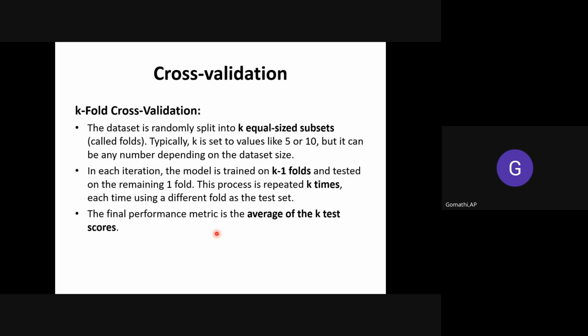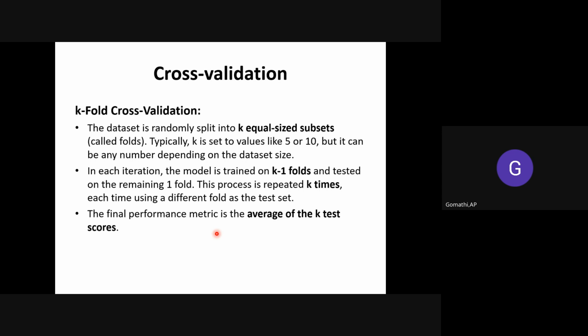So what are the steps behind this? We have multiple types of cross validation, but k-fold cross validation is a very important and most commonly used method. First, we split the data, then train and test the model, and this process is repeated again and again, from which we can calculate the average performance. The first step is to split the data set. Here the data is randomly split into k equal sized subsets, which are called folds.